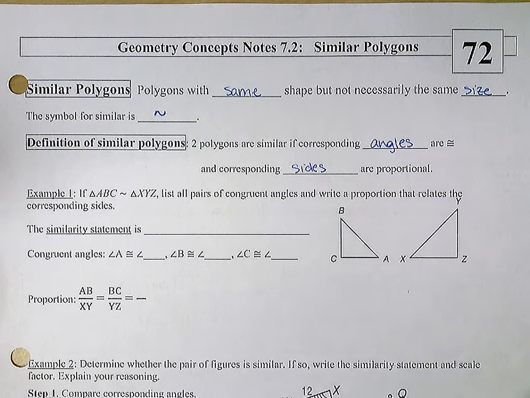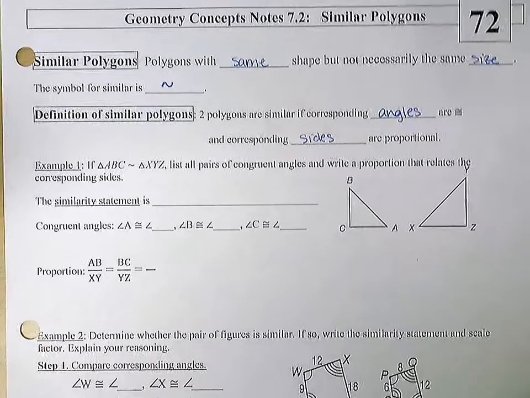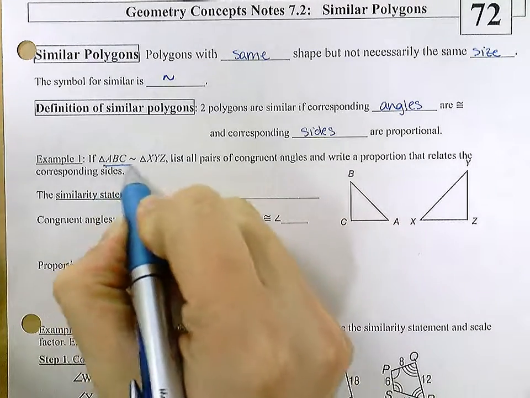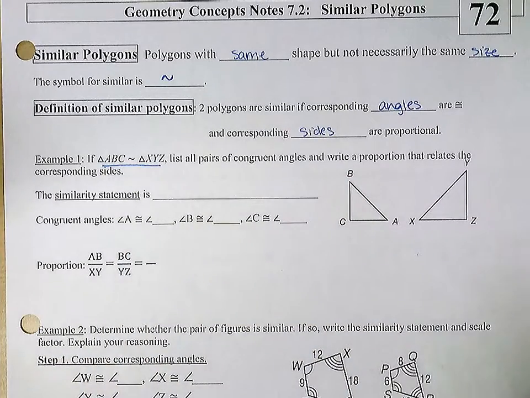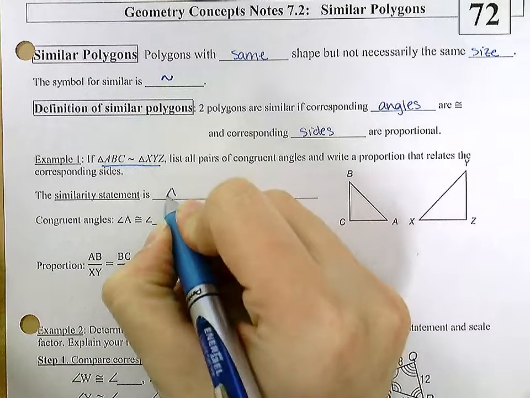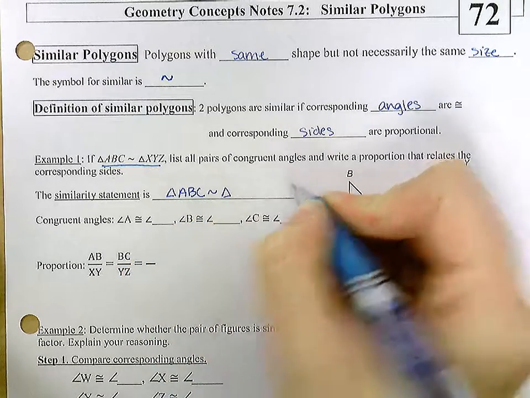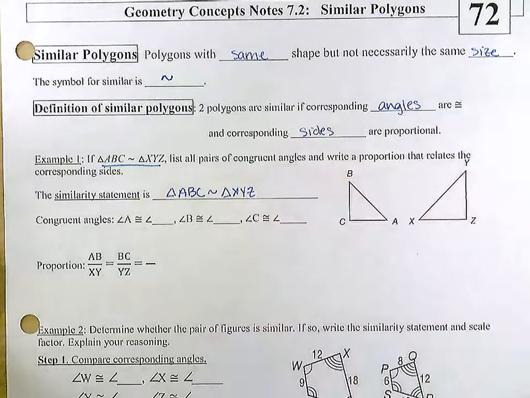In this first example, if we have triangle ABC is similar to triangle XYZ, we want to list all pairs of congruent angles and write a proportion that relates the corresponding sides. A similarity statement is very similar to a congruency statement. That's what they wrote here. So I can write triangle ABC is similar to triangle XYZ.